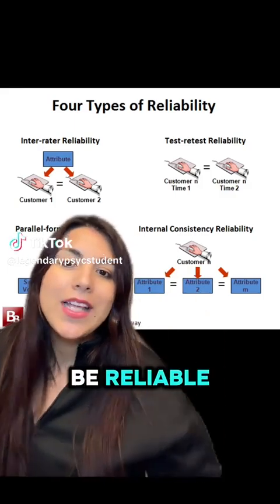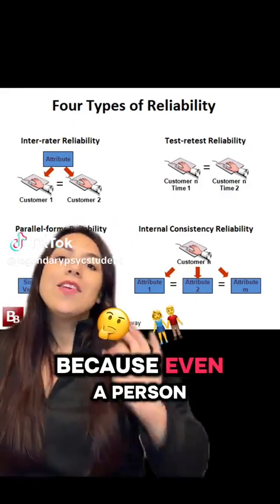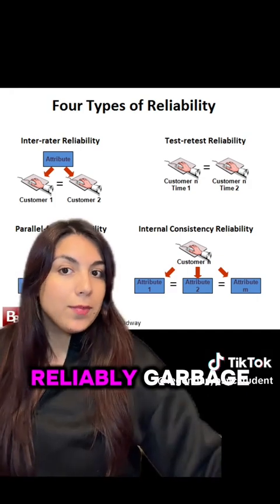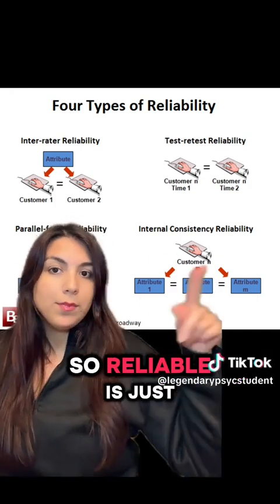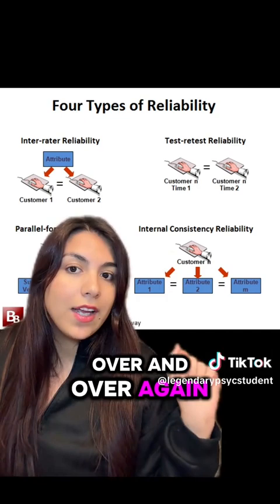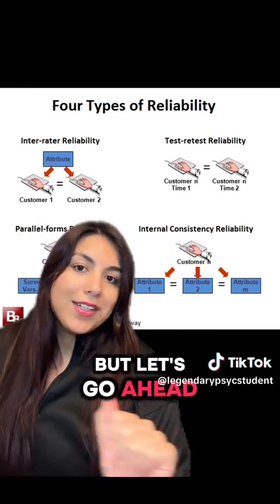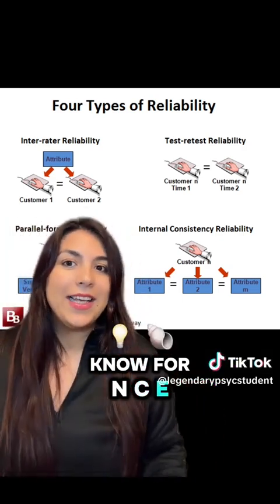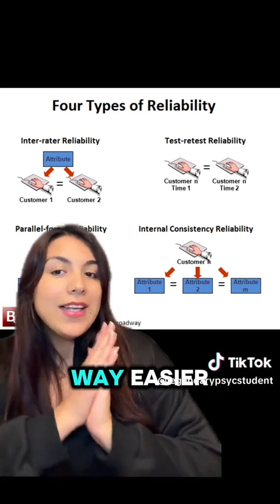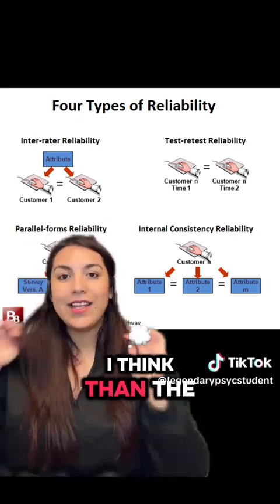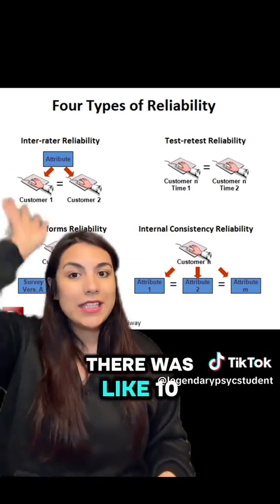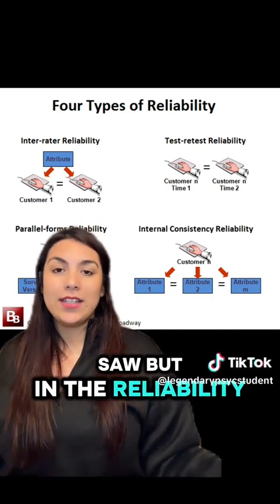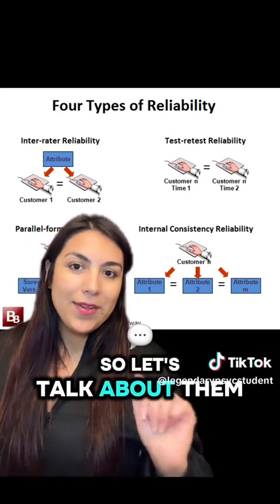Quite easy to be reliable, because even a person who is garbage can be reliably garbage. So reliable is just like the same thing over and over again. But let's go ahead and talk about the different types of reliability that we need to know for our NCE. These are actually way easier, I think, than the validity ones. And the validity ones, there were like 10 of them, as you just saw. But in the reliability, there's not that many. So let's talk about them.